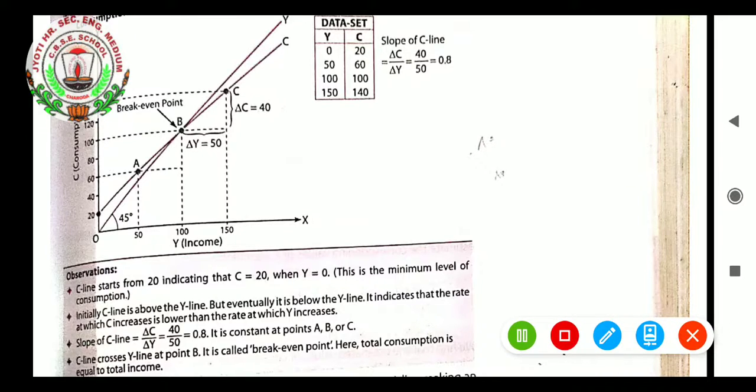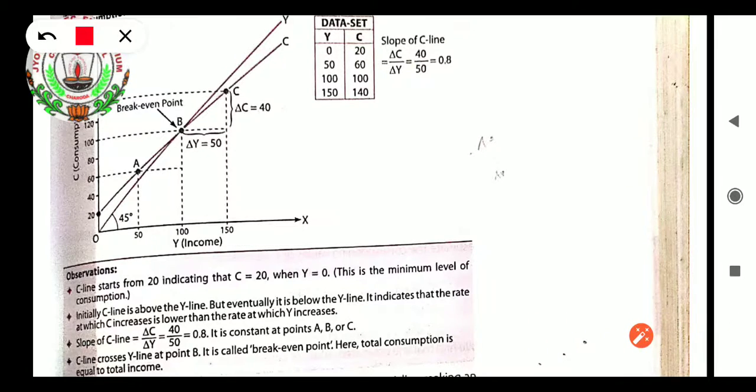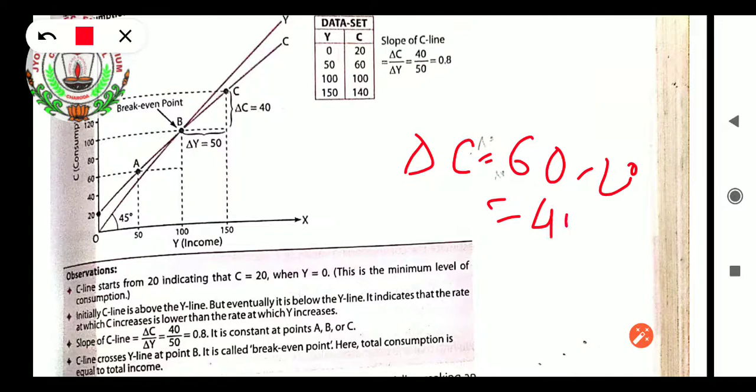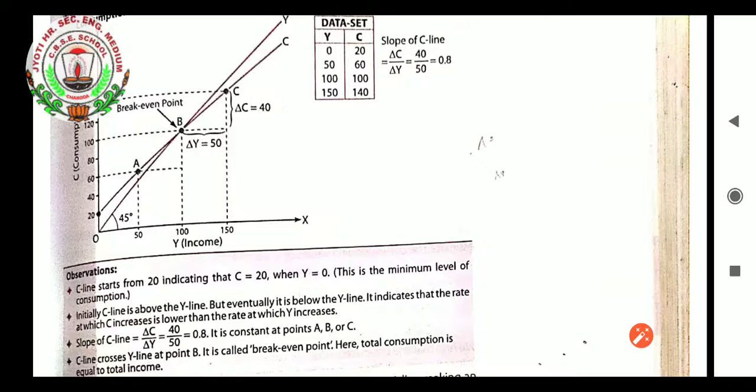And how the consumption changes, we will calculate. Change in C equals, see the data set in which autonomous consumption was 20 and then it increased to 60. So 60 minus 20, how much will we get? 40. So that is the change in C. In the same way we will proceed from 50 to 100, 60 to 100. We will observe those changes and then we will get the slope of the C line, and the answer came 0.8.